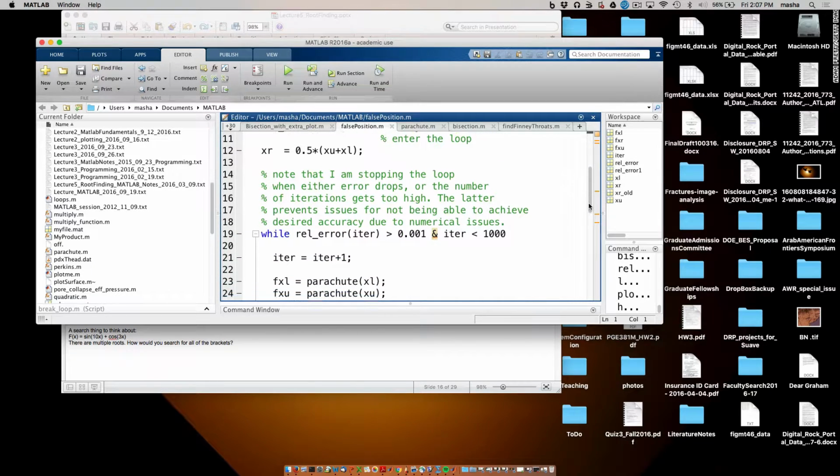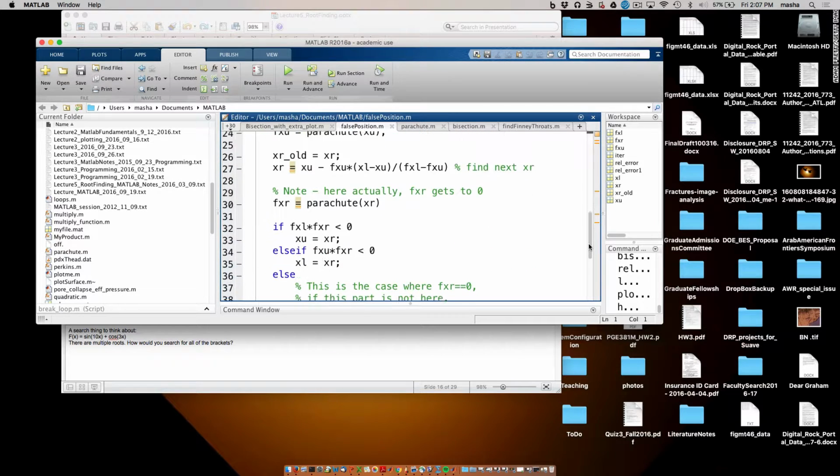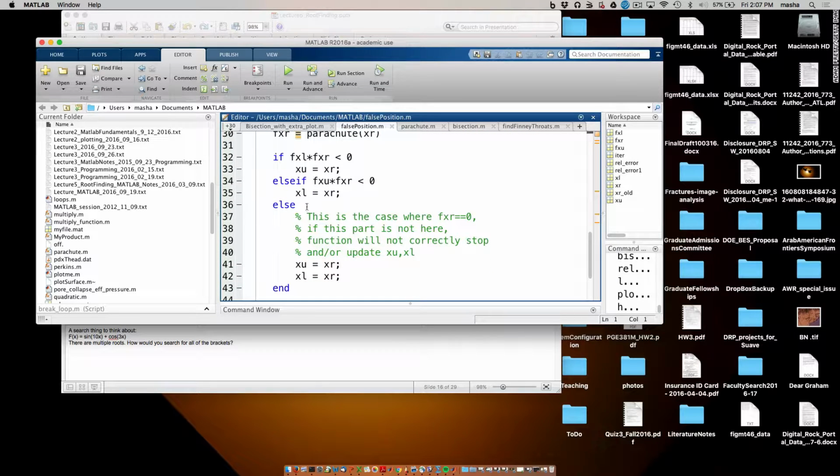So basically two things that are good to put in. It's always good, for one reason or another, to limit your number of iterations. So just set up an iteration counter and stop at 1,000 so you can actually go and fix the problem without it constantly running. That's one thing. And here is the actual problem, where if I execute this, this is the case where f of xr is equal to 0, and we actually hit this case in false position.